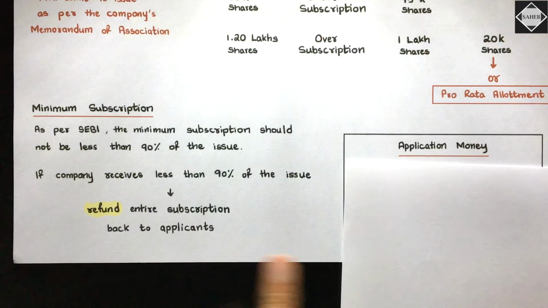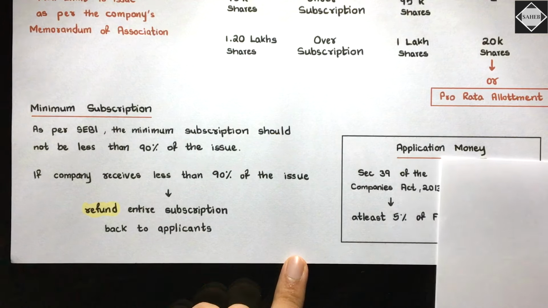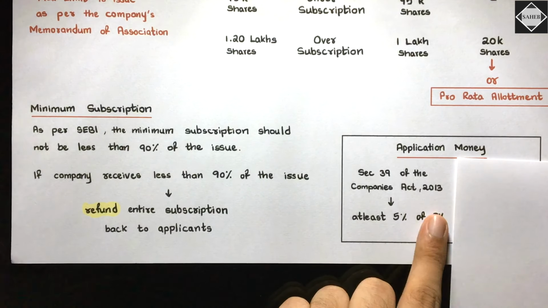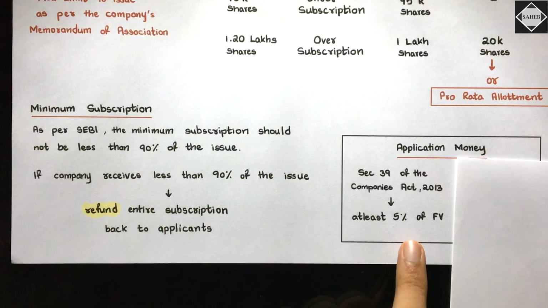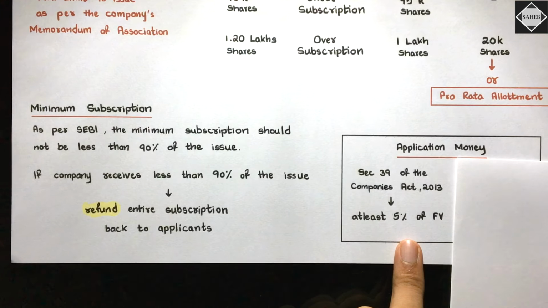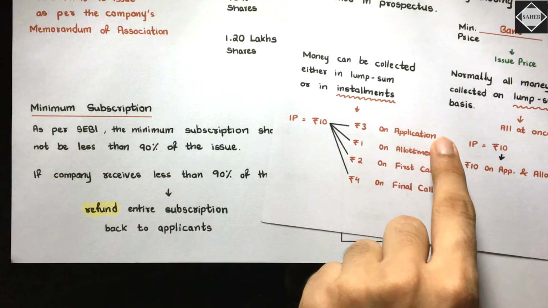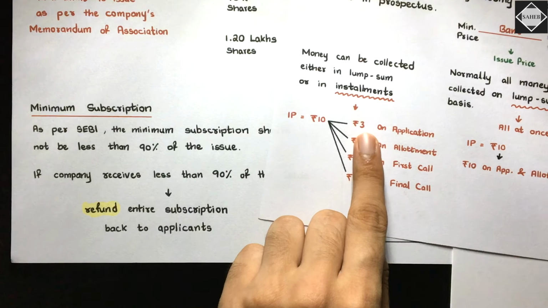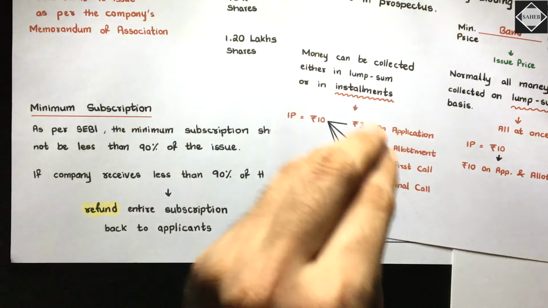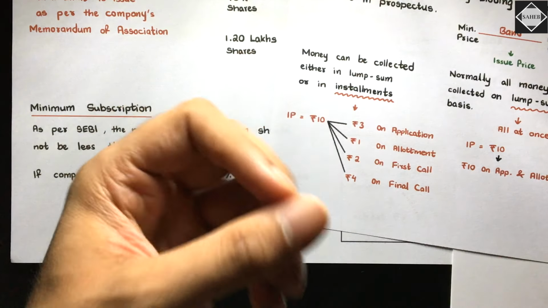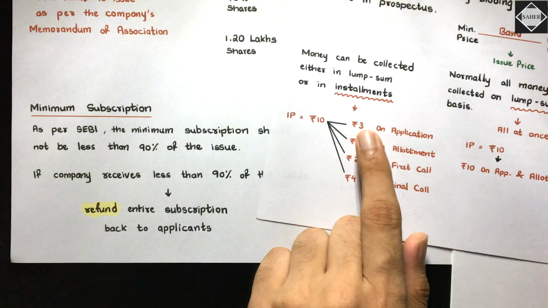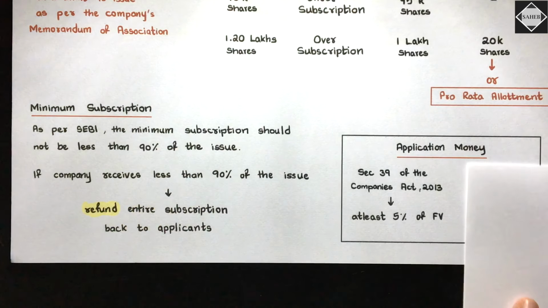And then see, there is an application money restriction. Section 39 of the Companies Act says that application money should be at least 5% of the face value. I told you, money can come in stages. In application we are getting how much? 3 rupees. So this should be at least 5% of the face value. Face value is, let's just say, 10 rupees. So it should be at least 0.5. That's what it means, right?